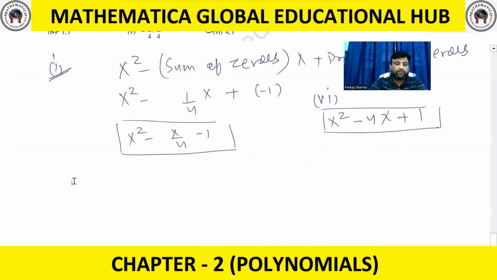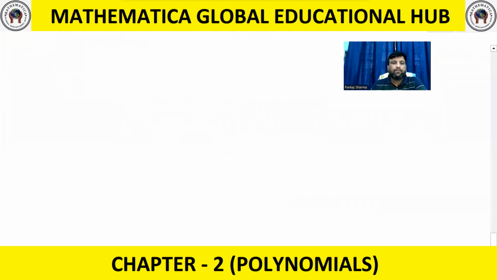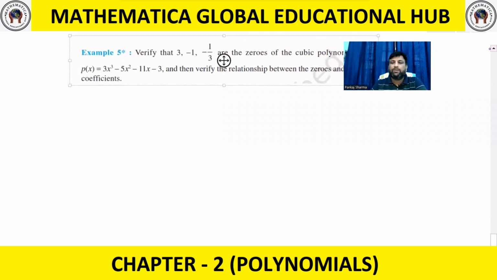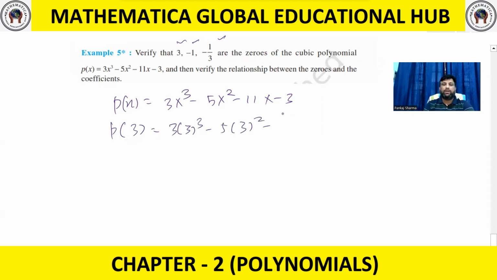Yes, this is the question. Here you can see the given cubic polynomial is 3x cube minus 5x square minus 11x minus 3. We need to check whether 3, minus 1 and minus 1 by 3 are the zeros of the polynomial or not. So we substitute 3: 3 into 3 cube minus 5 into 3 square minus 11, and in place of x we are putting 3. Now we can solve.